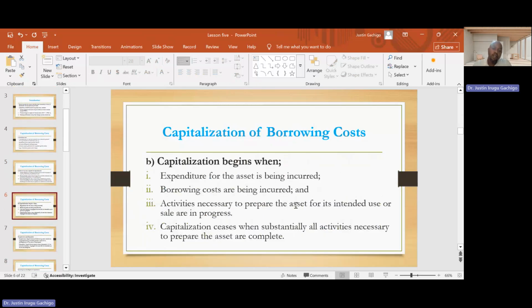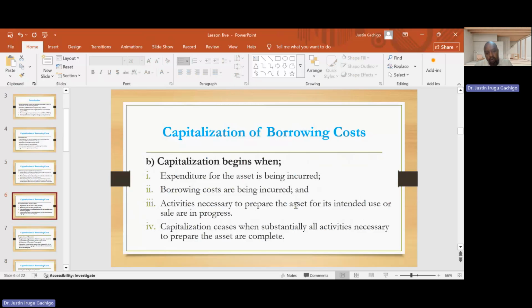So when does this capitalization begin? Capitalization begins, number one, when expenditure for the asset is being incurred. Two, borrowing costs are being incurred. Three, activities to prepare the asset for its intended use or sale are in progress. And four, the capitalization ceases when substantially all the activities necessary to prepare the asset are completed.